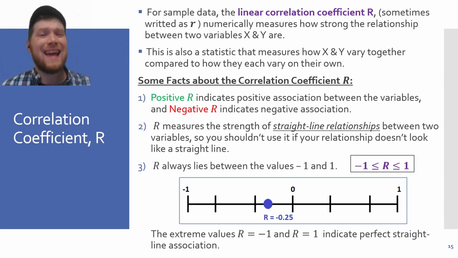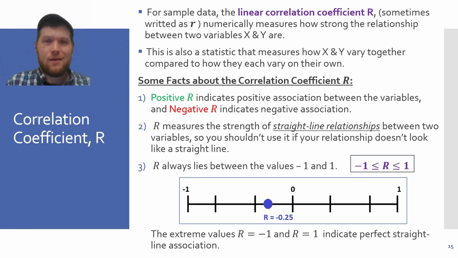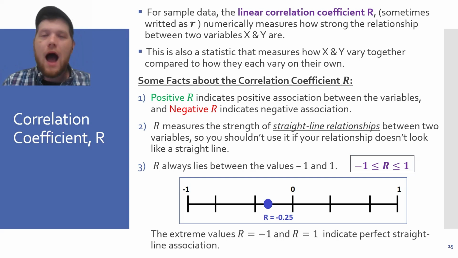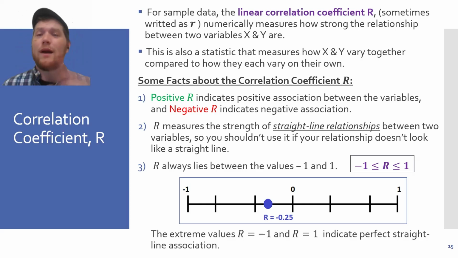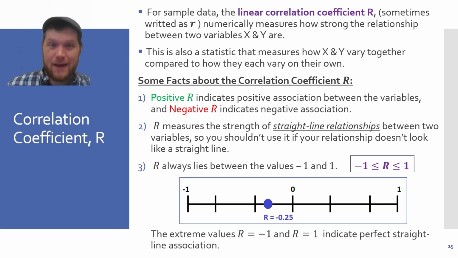while a negative R indicates a negative association. Now, these associations are not just any old associations. They're linear, straight line relationships. So if you get a scatter plot and you see something that doesn't look like a straight line relationship, maybe it looks like a curved relationship, I wouldn't recommend using the correlation coefficient. We'll talk about other ones we can use eventually, things like R squared. But right now, if we don't have a straight line relationship, don't use R, don't use the correlation coefficient because it doesn't really work well. It's not intended for that.